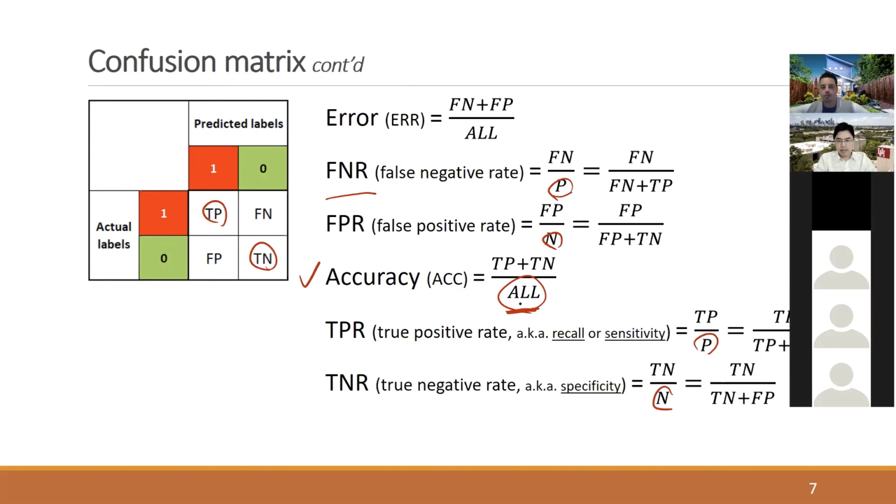And the next easiest thing is the error. They have the same denominator, but different numerators. And the numerator is entirely flipped. They have these two false predictions, right? And that makes sense because 1 minus error is the accuracy. So they are complementary to each other.